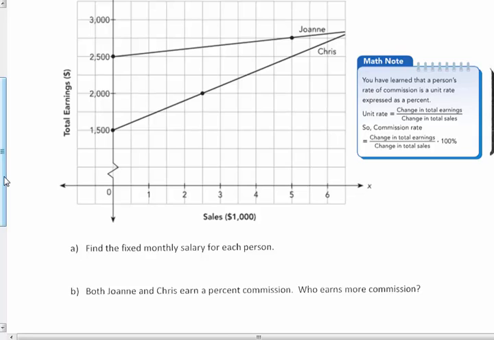Well, for Joanne, the fixed monthly salary, as we can see, Joanne's this upper line. Her fixed monthly salary, Joanne, she earns $2,500.